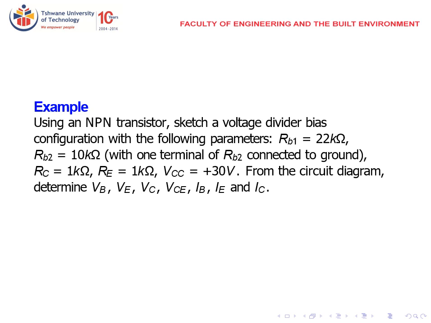Using an NPN transistor, sketch the voltage divider biasing configuration with the following parameters. RB1 equals 22 kilo ohms, RB2 equals 10 kilo ohms, with one terminal of RB2 connected to ground. RC is equal to 1 kilo ohm, RE 1 kilo ohm, VCC plus 30 volts. From the circuit diagram, determine VB, VE, VC, VCE, IB, IE, and IC.